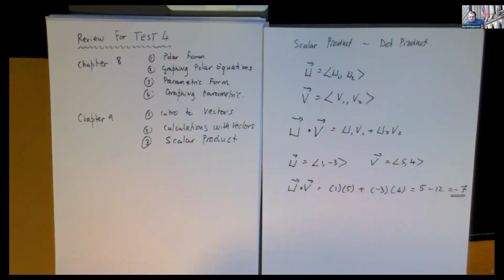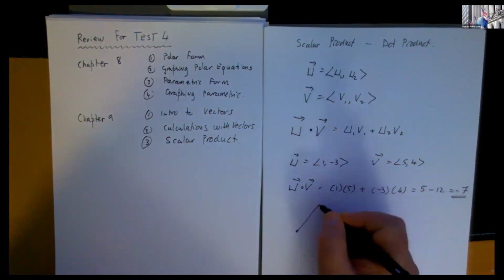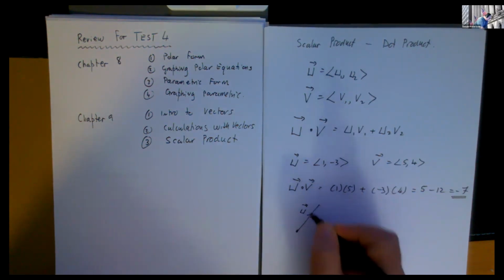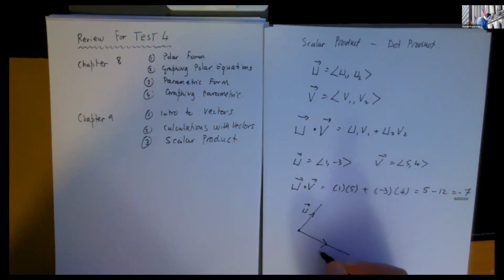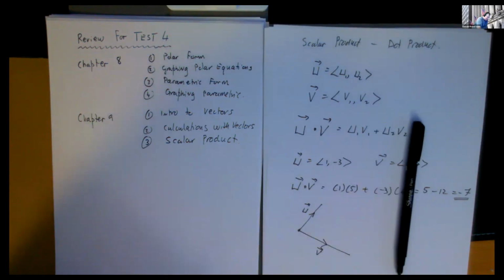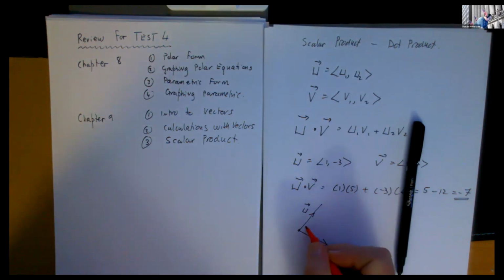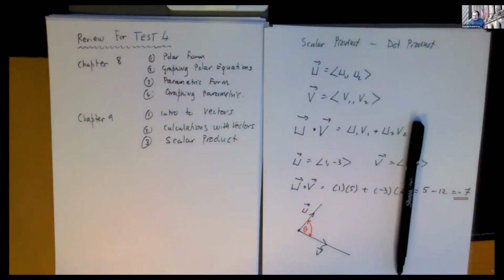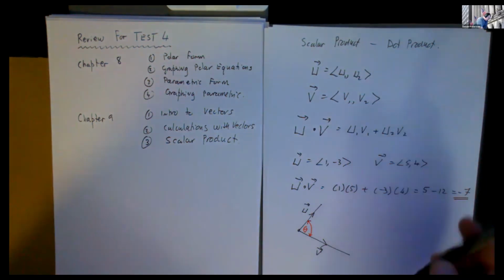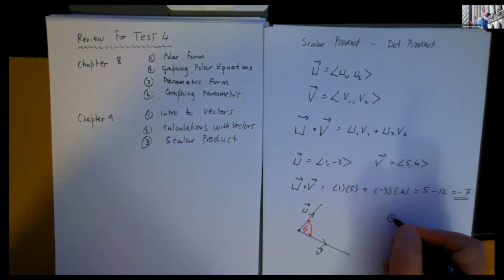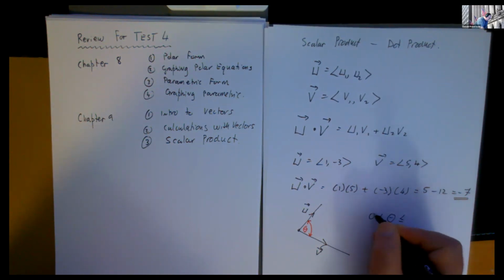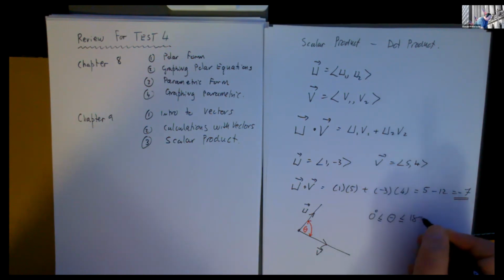The first part is find the dot product, and then the second part says find the angle between them, which they typically will call theta. So can you imagine a general vector u looking like this, another vector over here v looking like this? Then what we call the angle between the two vectors, theta, is represented by that angle there. Now the way this works is that the angle theta has to be between 0 degrees and 180 degrees.